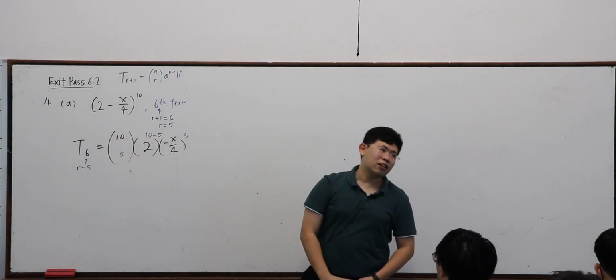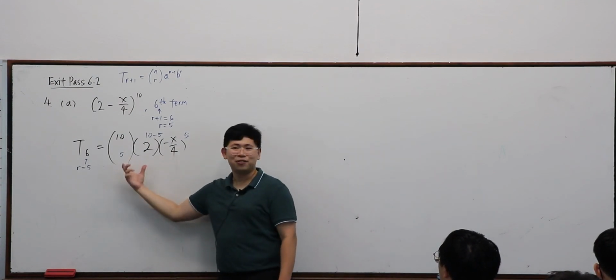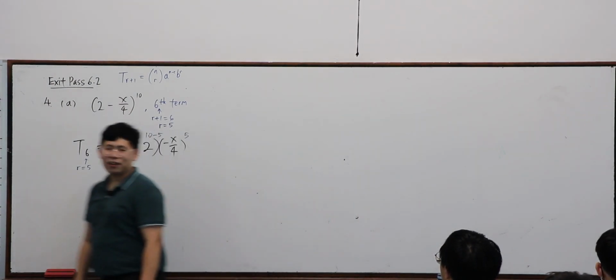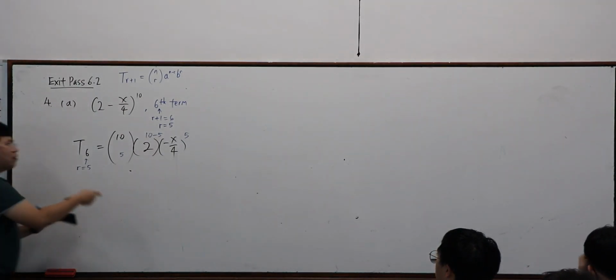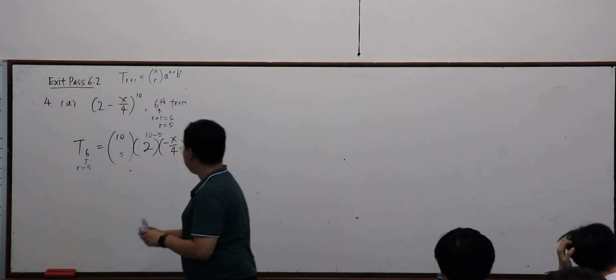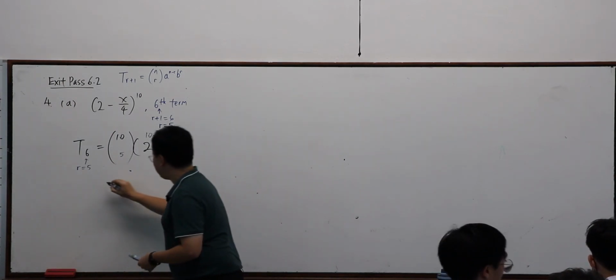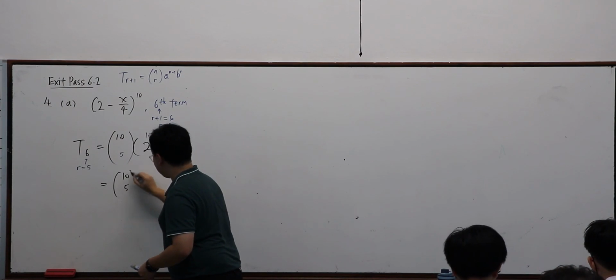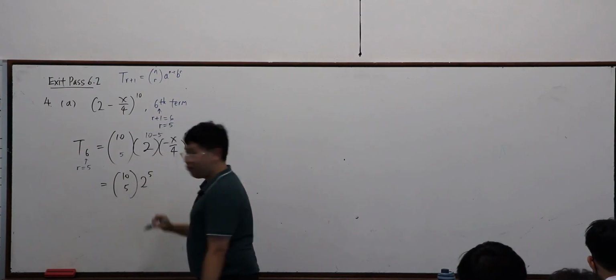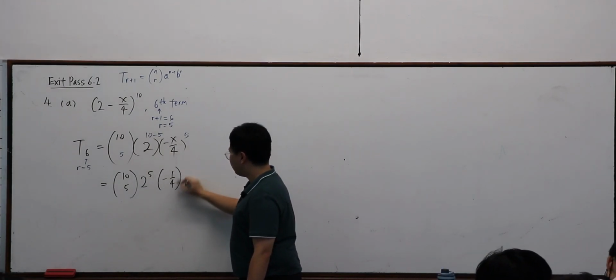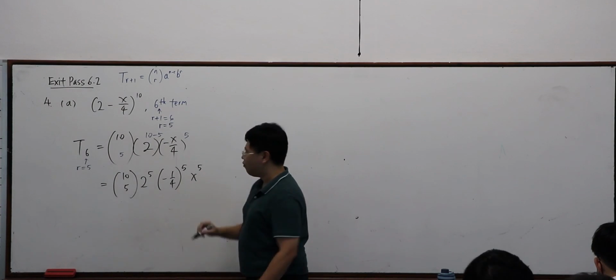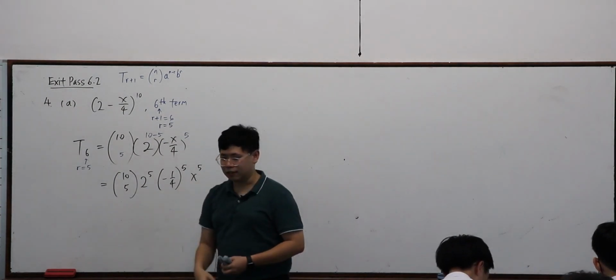Then we just use the calculator. So in front, what is the value? What does your calculator say? Oh wait, actually no need first. Let us do something neat first. We have 10 choose 5. We have 2 to the power of 5. Let's take the negative 1/4 out, so negative 1 over 4 to the power of 5. We have the x to the power of 5 over here. This whole thing, let's use the calculator.